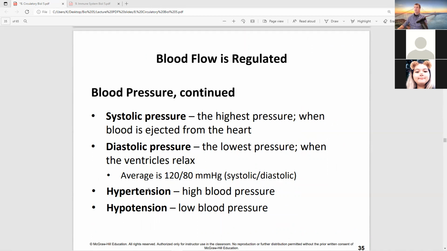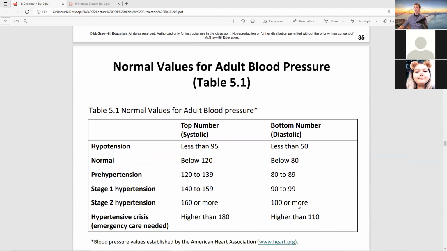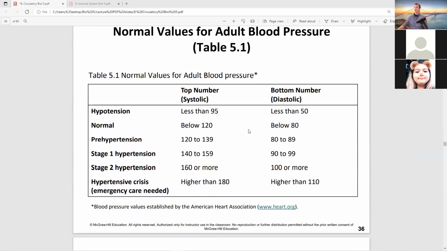And hypertension is considered high blood pressure. Hypotension is considered low blood pressure. And so here's a chart showing you the normal adult blood pressure. And so you can take a look at this. But again, the average is 120 over 80.